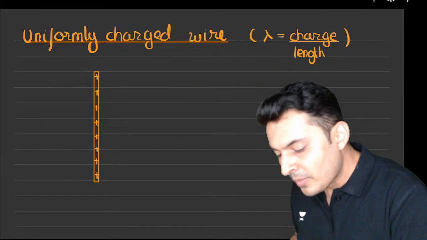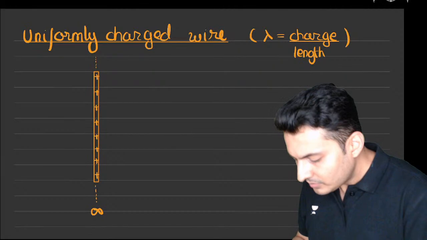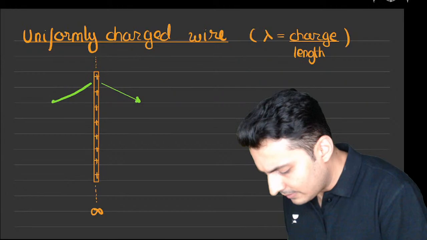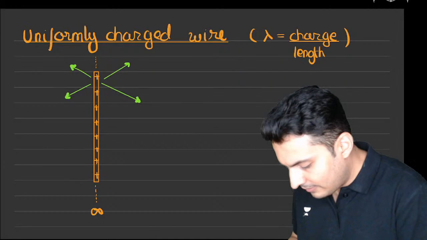Can you guess how the field will look? It is infinitely long. Please understand, it is there on the top also, it is there below also, it is there till infinity on both sides. How will the electric field look like? I feel it should look something like this. Some field will come here, some field will come here, some field will go behind also, some field will go here also. Just check this. I think it will look like this, and in every plane it will be there. It will be radially outwards.